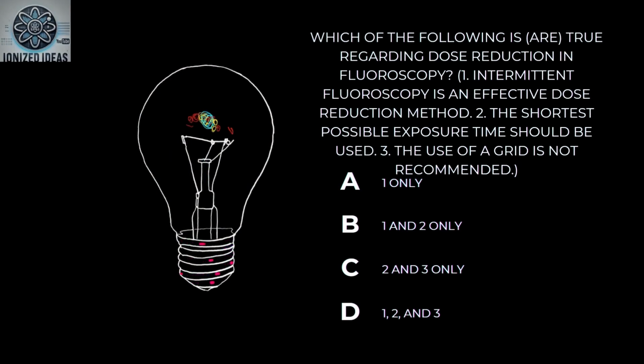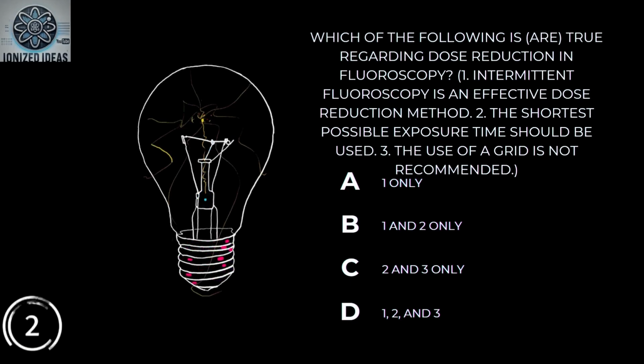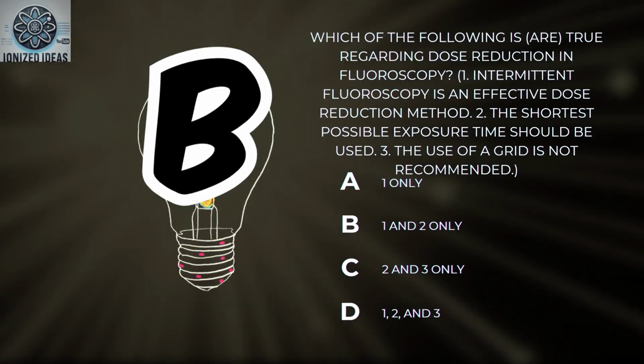Which of the following is true regarding dose reduction in fluoroscopy? 1. Intermittent fluoroscopy is an effective dose reduction method. 2. The shortest possible exposure time should be used. 3. The use of a grid is not recommended. A. 1 only, B. 1 and 2 only, C. 2 and 3 only, D. 1, 2, and 3.